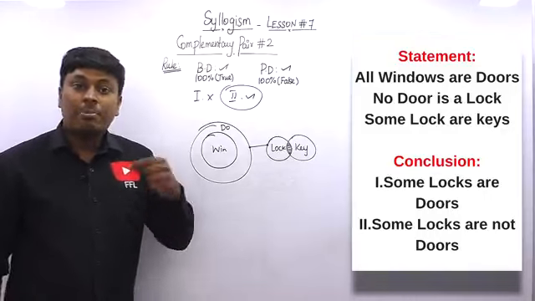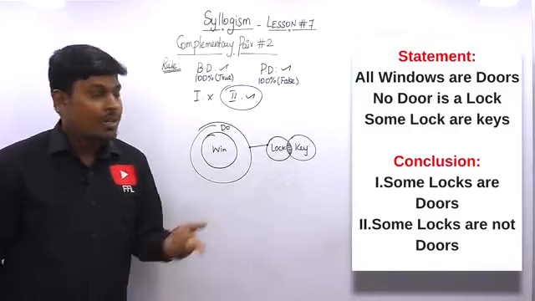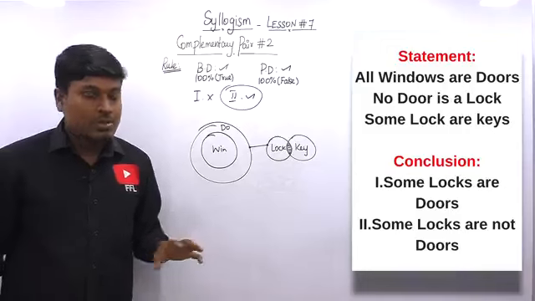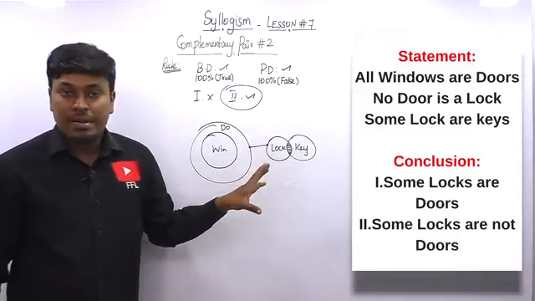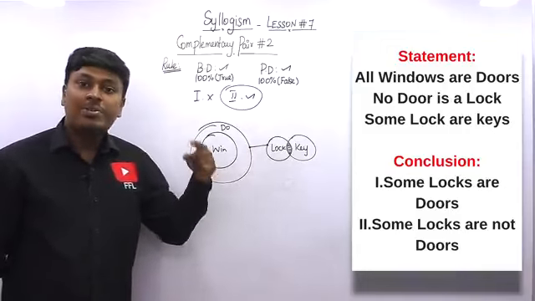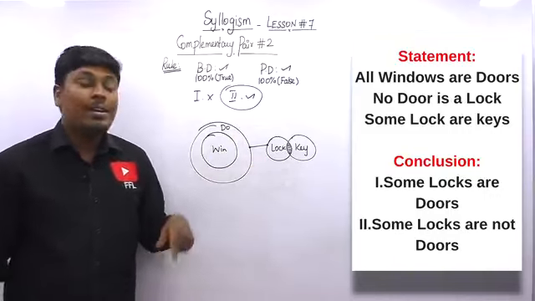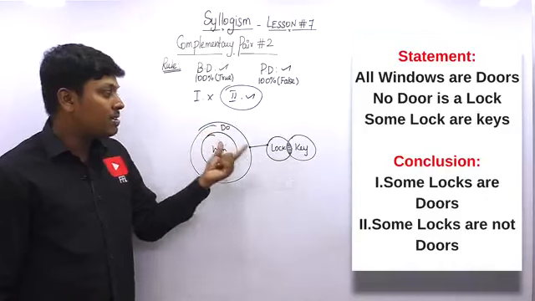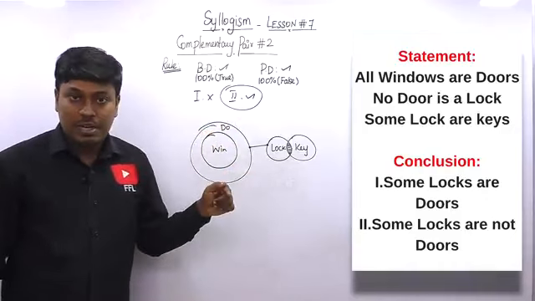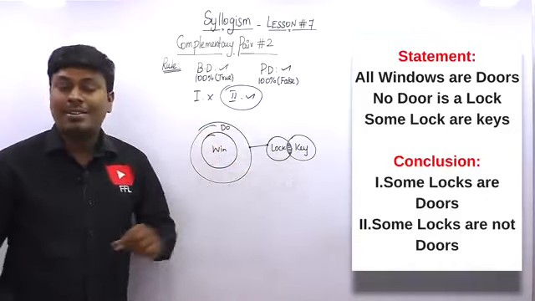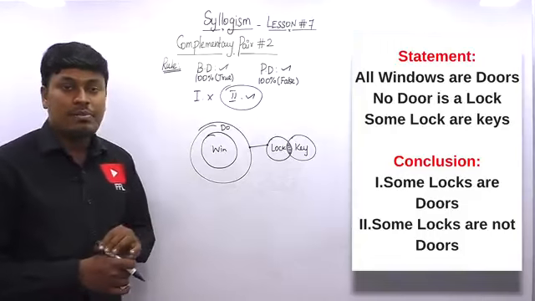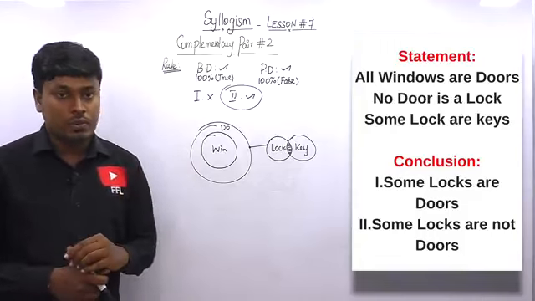So we can say that in a possible diagram it is true. In both the diagrams it is true. So it does not satisfy the complementary pair rule. In this case, you need to check conclusion number 1 separately, conclusion number 2 separately. While checking conclusion number 1, some locks are door is wrong. While checking conclusion number 2, some locks are not door is correct. So the answer for question number 5, conclusion 2 alone follows.